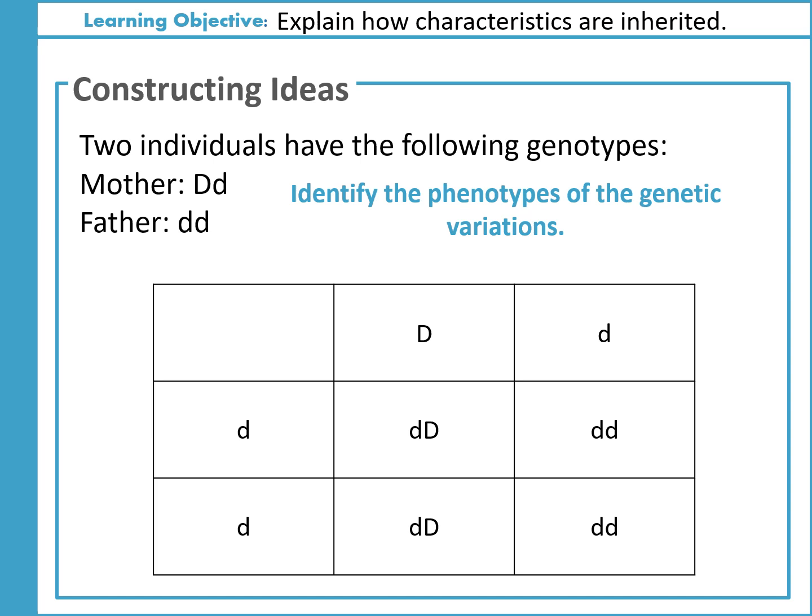Okay, next we're going to think about the phenotypes of these genetic variations. So the phenotype, remember, is what the person actually looks like when the alleles are combined. So I want you to think about what these phenotypes are for big D, little d, and for little d, little d.